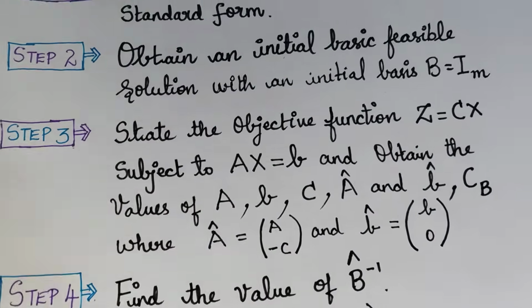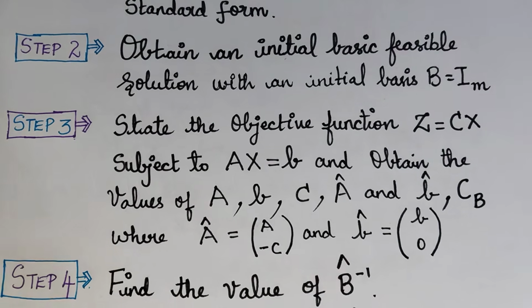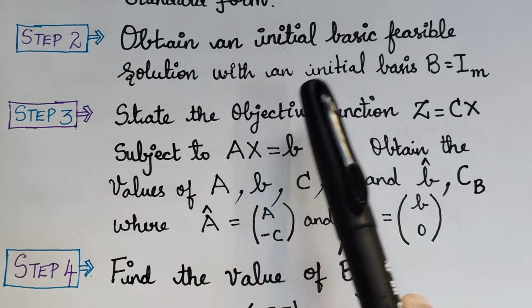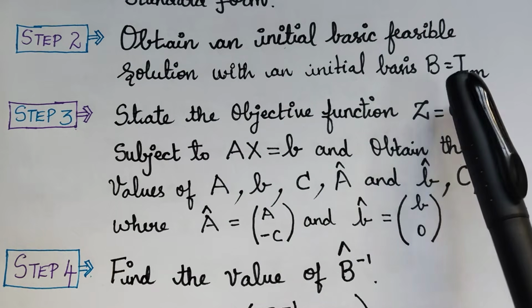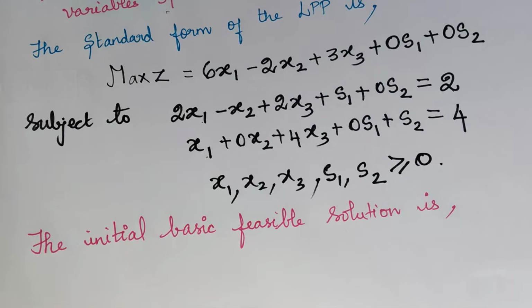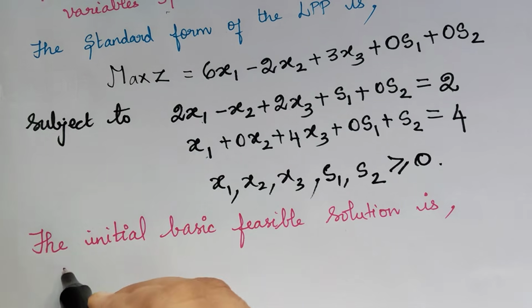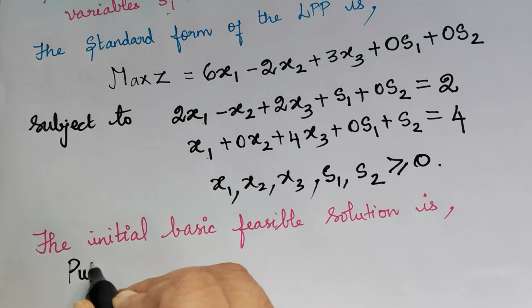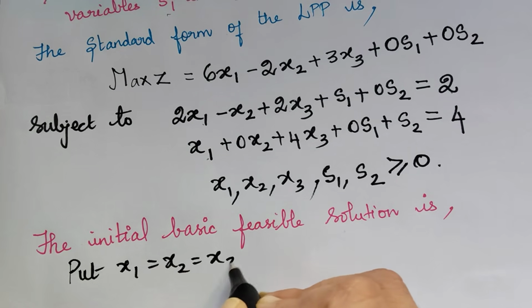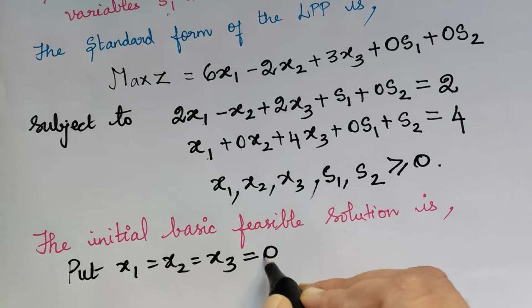Next, we will move on to step 2. So, what is step 2 here? Obtain an initial basic feasible solution with an initial basis B equal to Im. So, let us see how to do this. The initial basic feasible solution is obtained by putting x1 equal to x2 equal to x3, all three values equal to 0.